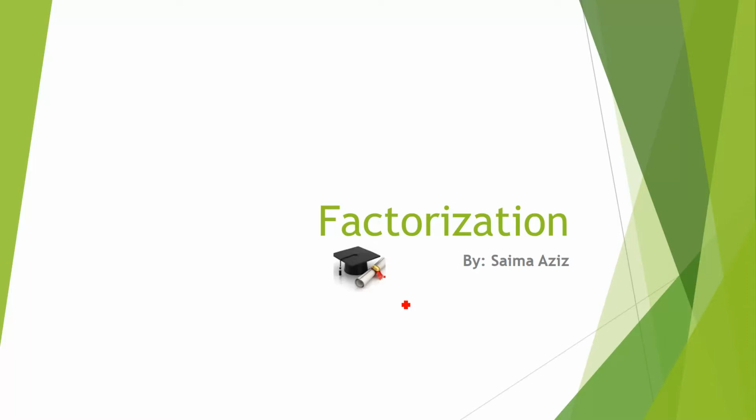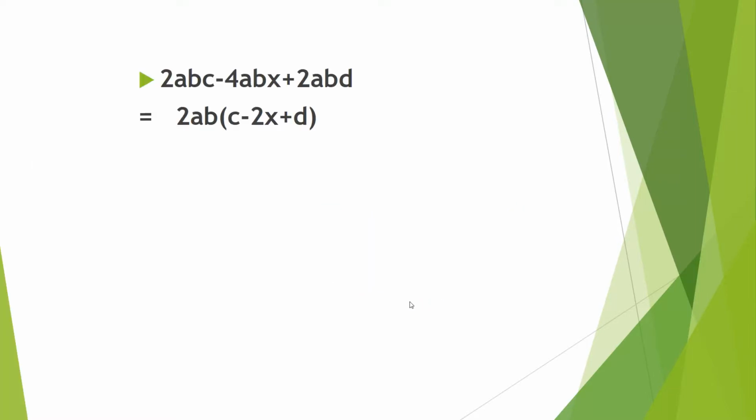In this lesson, I will explain to you how to do factorization, and there are different methods of factorization. We will start from scratch. Initially, we will do some basic questions related to factorization, and gradually we will move on. So the first question of factorization is 2abc minus 4abx plus 2abd.